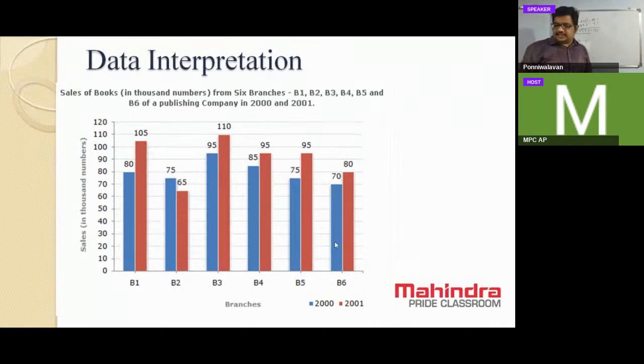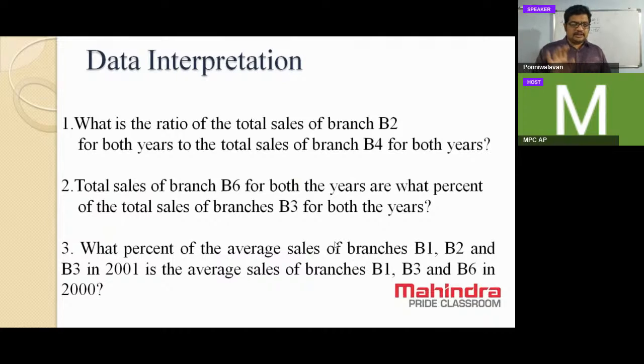Okay, listen, for this type of category, I am not going to explain the new things. First I want to know only one thing. Read the question carefully. How many branches? 6 branches, B1, B2, B3, B4, B5, B6. 2 years, 2000 and 2001, they are given. Go for the third question. What is the third question? Or the second question, you can take the second question.